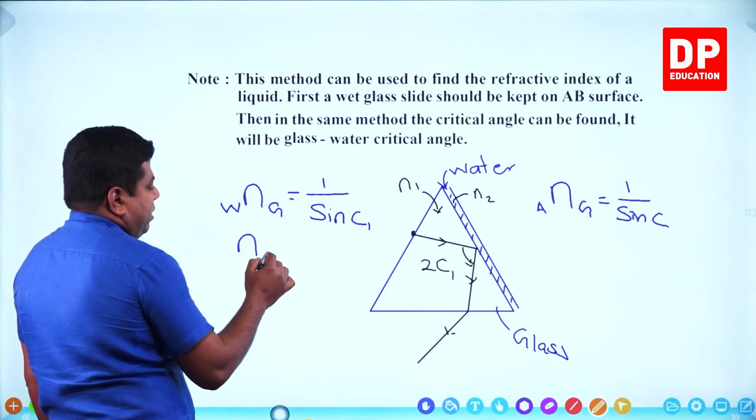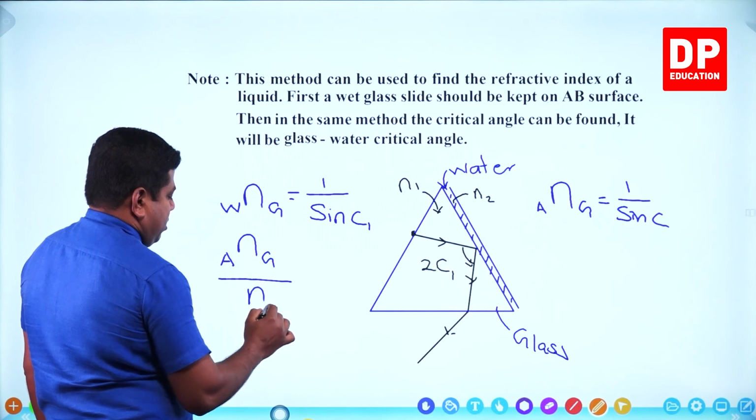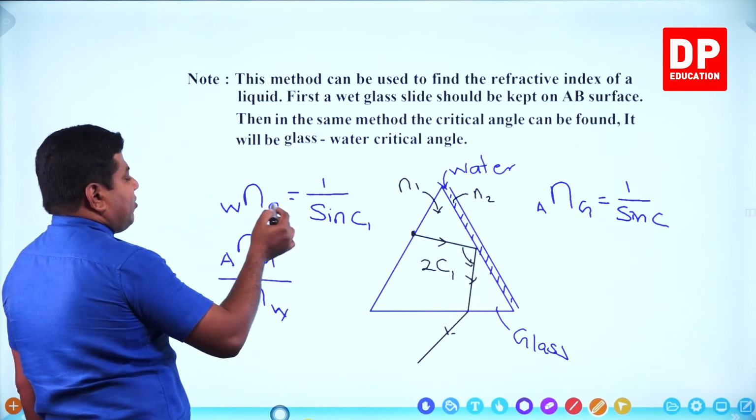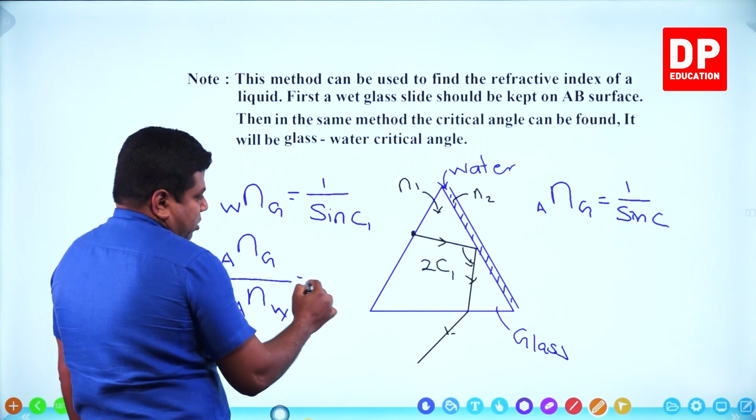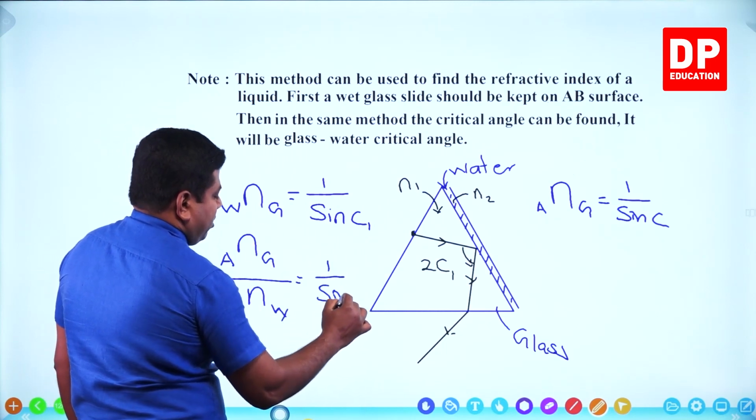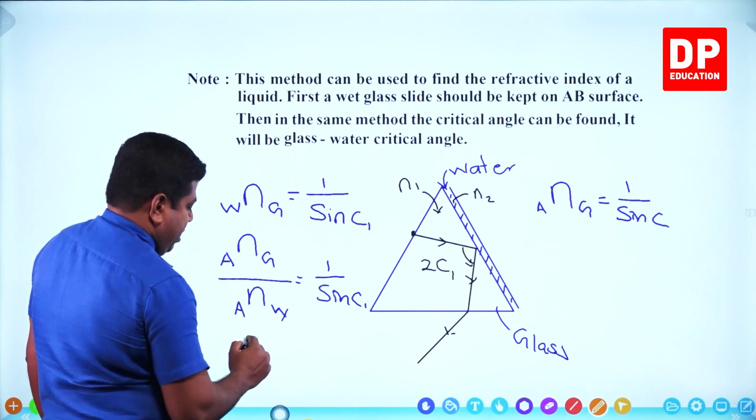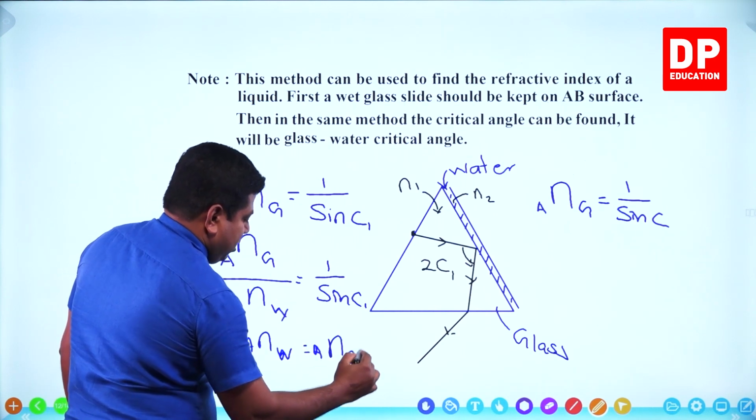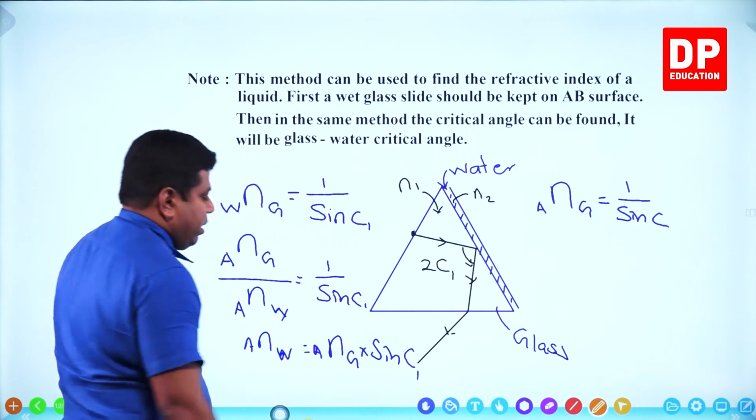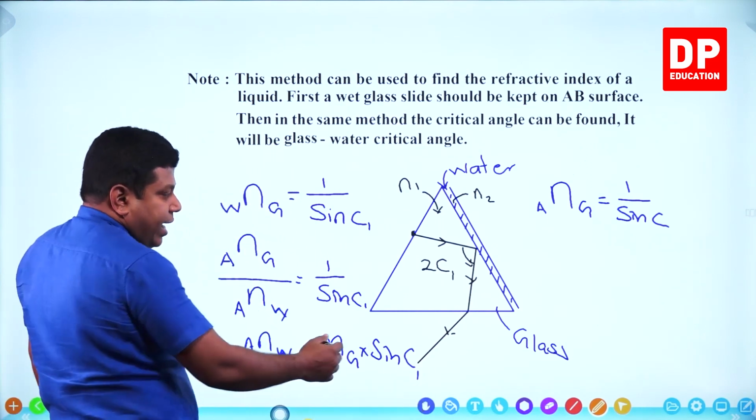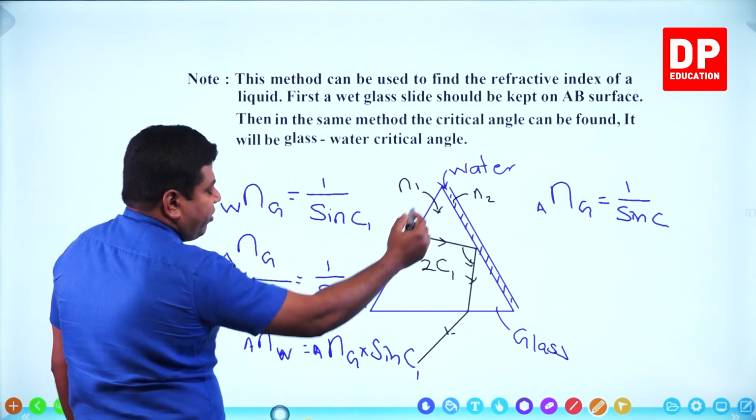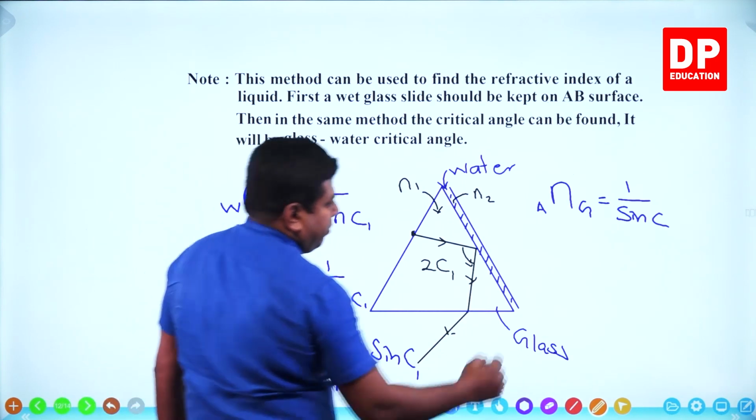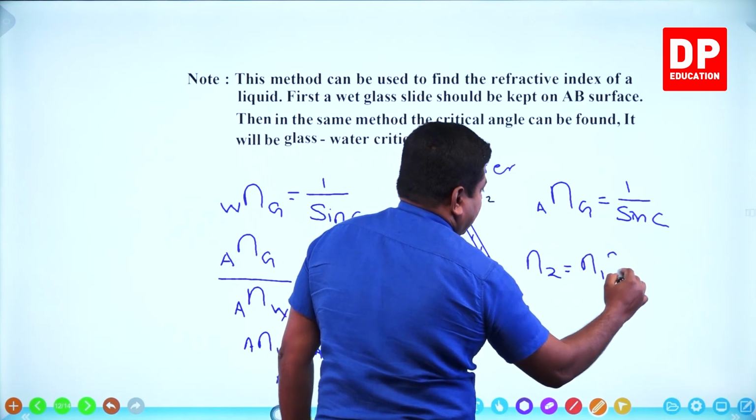I can rewrite this as glass's refractive index divided by water's refractive index. That's what WNG would be. Equals, this is what we studied in theory, 1 over sine C1. If you take it there, ANW equals ANG into sine C1. Check that. A and G is what we marked as N1. A and W is what you have to find. Let's say N2 equals N1 sine C1. Let me repeat that. N2 equals N1 sine C1.